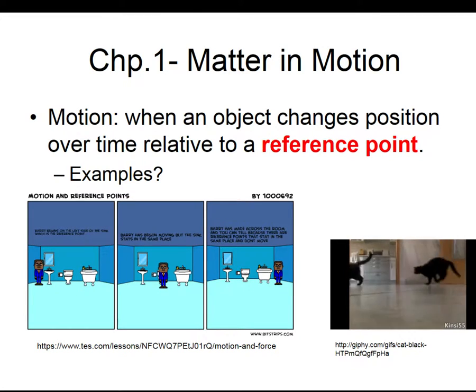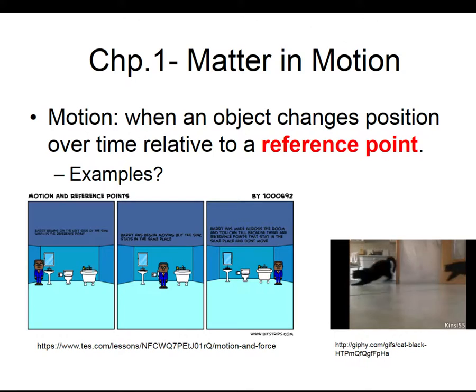So if we look in maybe this little video down here of the cat, and you see the cat is running, and you know he's moving. Well, how do you know he's moving? You're comparing him to something. Maybe you're comparing him to the door, or maybe you're comparing him to the cabinet behind here, or maybe this crack in the floor you're comparing it to. But you see him moving from one side to the other, so you know that he is moving. So those are reference points. So maybe the cabinet is your reference point, or the door is the reference point, or this crack is the reference point. It's whatever you compare the object to see that there's movement.